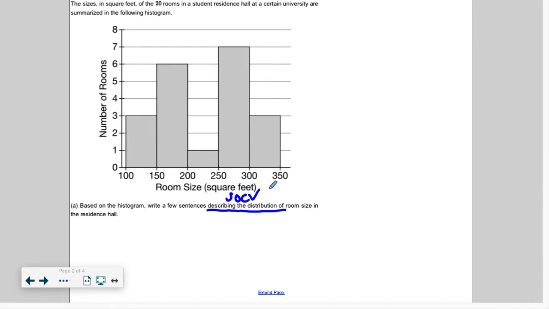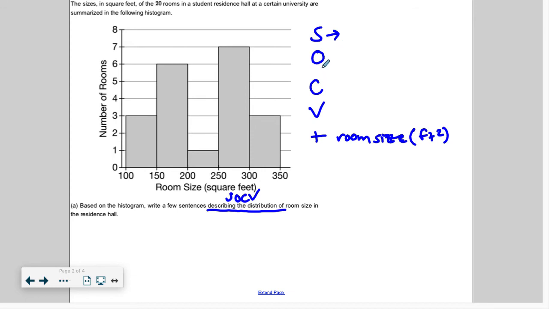Describing distribution means SOCV. So again, SOCV plus, what's the context I'm talking about? I'm talking about room size. Oops, you can read my handwriting. Square feet. So let's go through real quick.